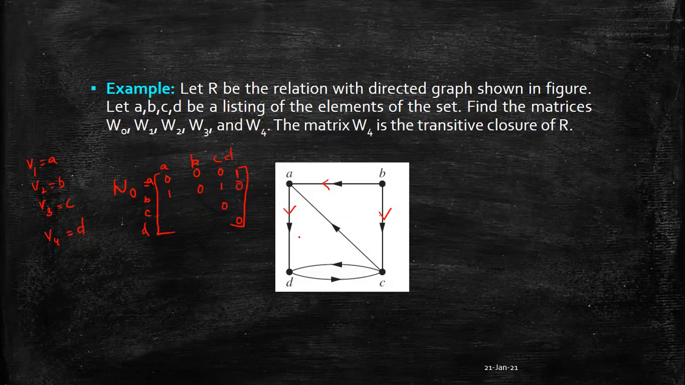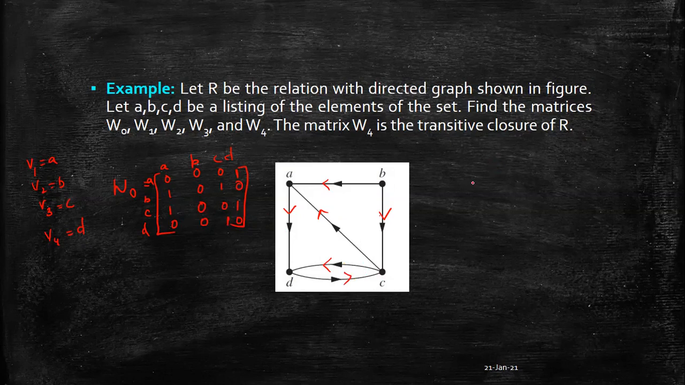After that, C to A we have an edge, this one, so this is 1. C to B, there is an edge from B to C but not from C to B, so this will be 0. And what about C to D? Yes, there is this edge, so this will be 1. Now from D to A, no, there is no edge from D to A, so this will be 0. What about D to B? 0. D to C, this is the edge from D to C, so this will be 1.